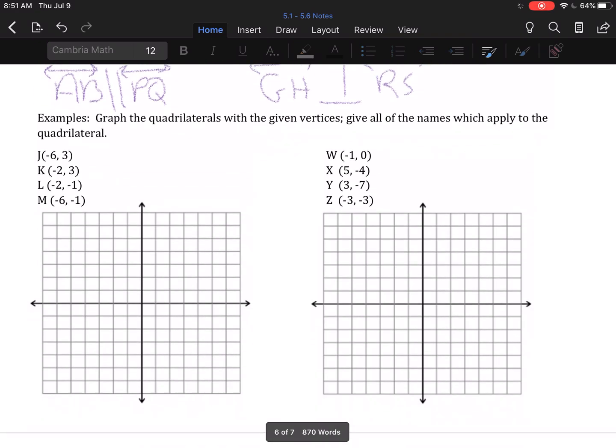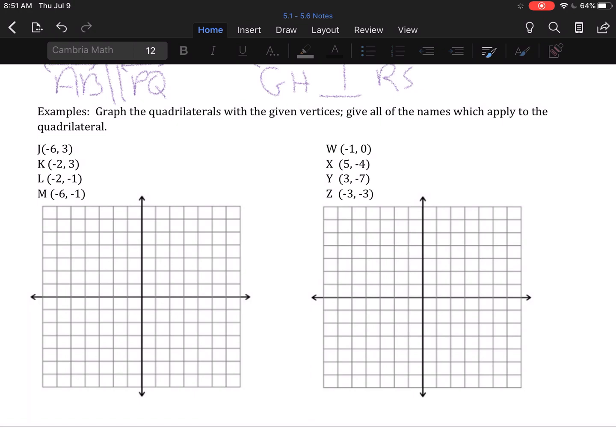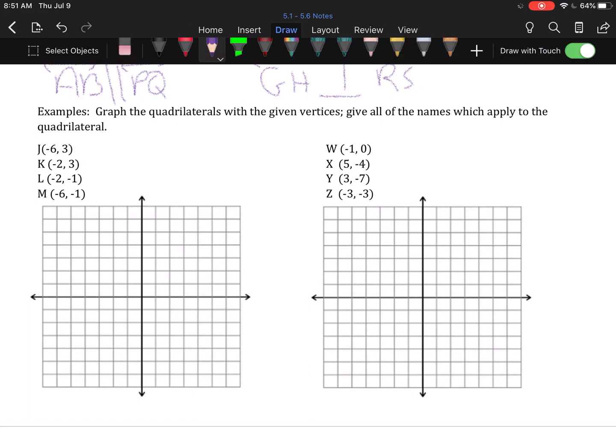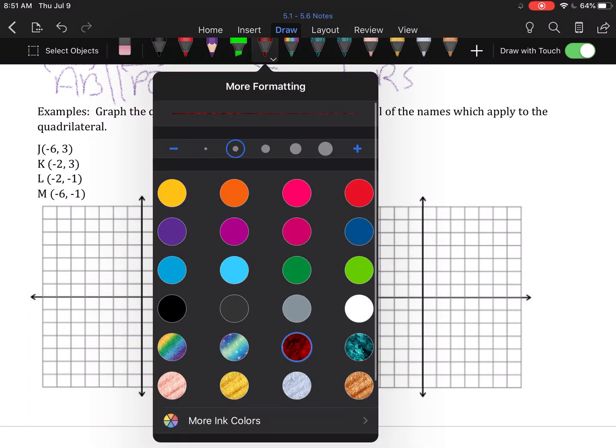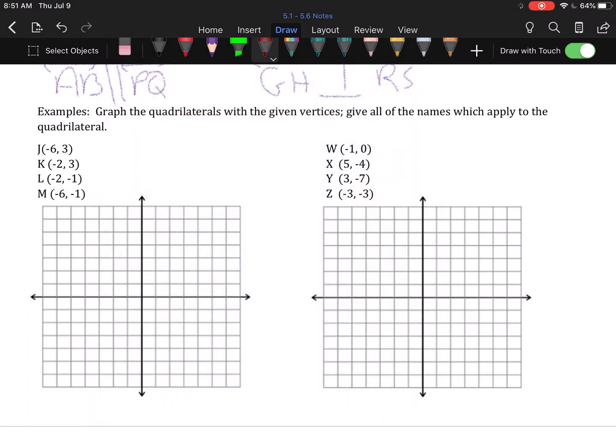Next, we are going to graph some quadrilaterals and give all of the names that apply to the quadrilateral. So this is a bit of a process. You need to pay attention so you know what you're doing. First, we have to plot all these points.